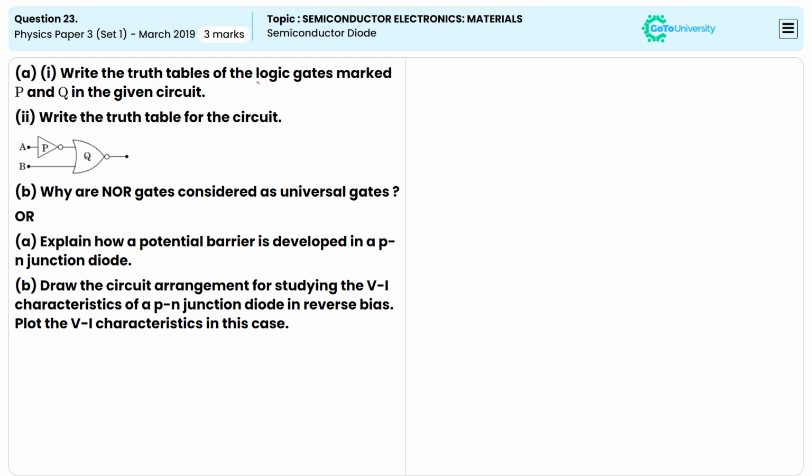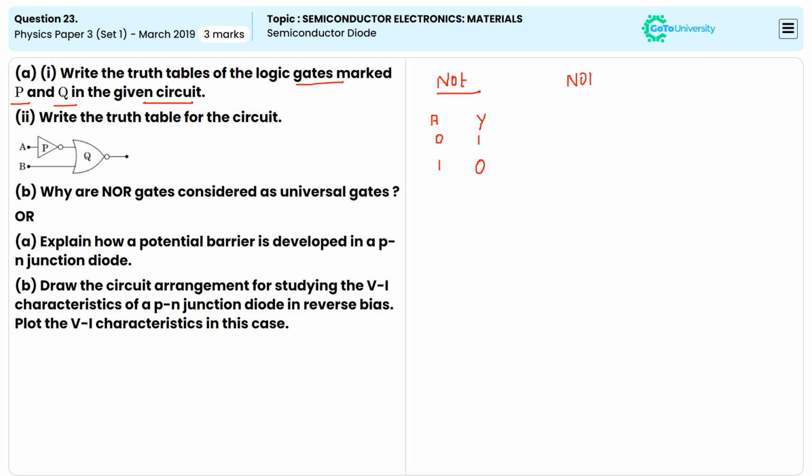Write the truth table of the logic gates marked P and Q in the given circuit. Here, if you observe P, the P circuit gives the information related to the NOT gate. The NOT gate, we know, is the reciprocal. That means if I give the input A as 0, it gives the output as 1. If I give the input as 1, it gives the output as 0. Okay, this is P. And Q is the NOR gate.